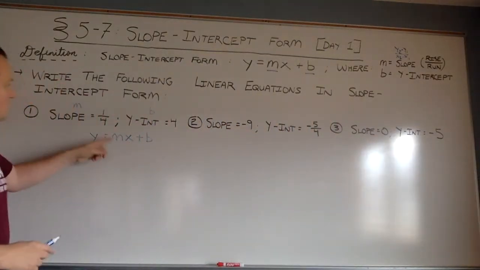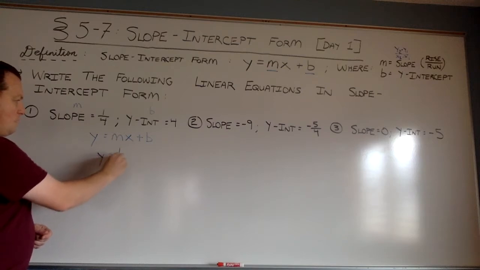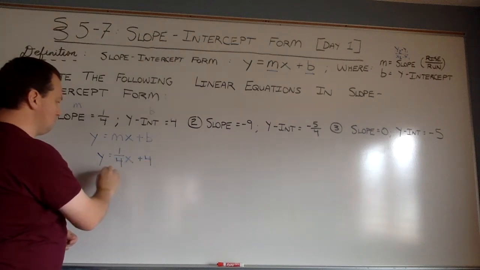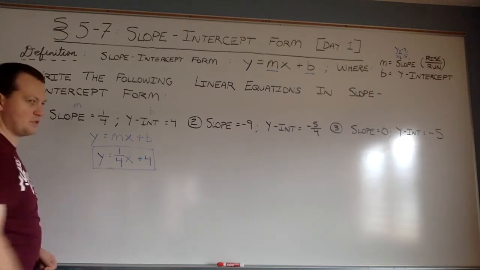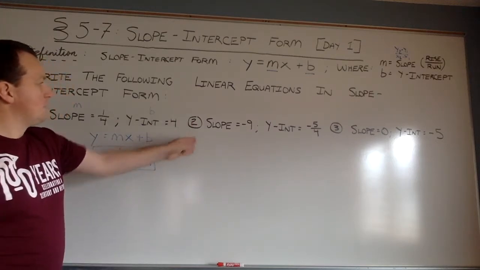So the slope of this line is going to be 1/4. So I'm going to say y equals 1/4 x plus b, the y-intercept is 4. There we go. Equation written in slope-intercept form. That's as easy as it is. Plug and chug.